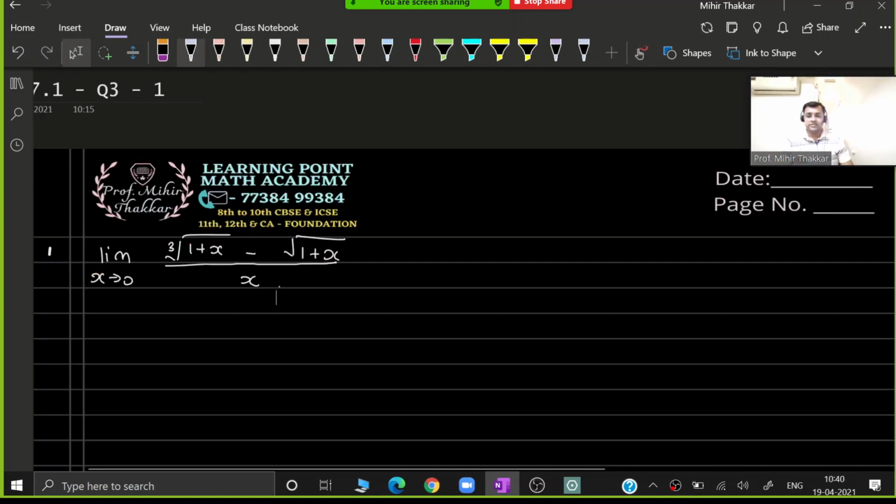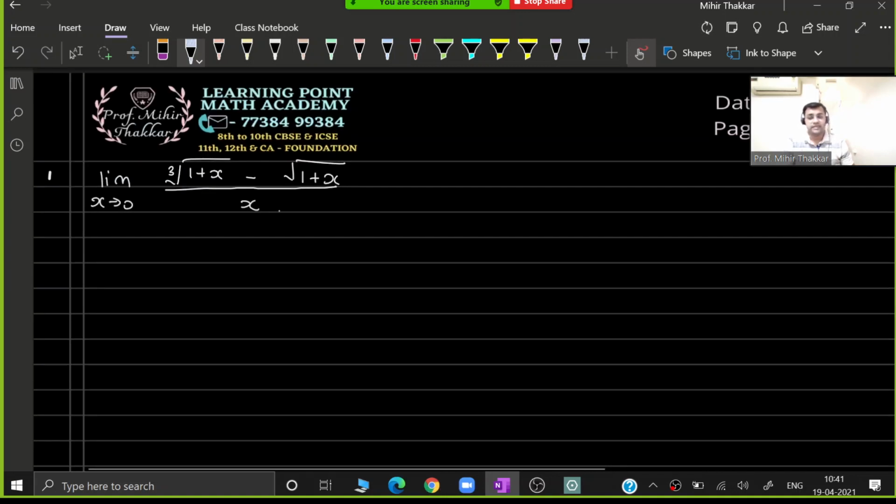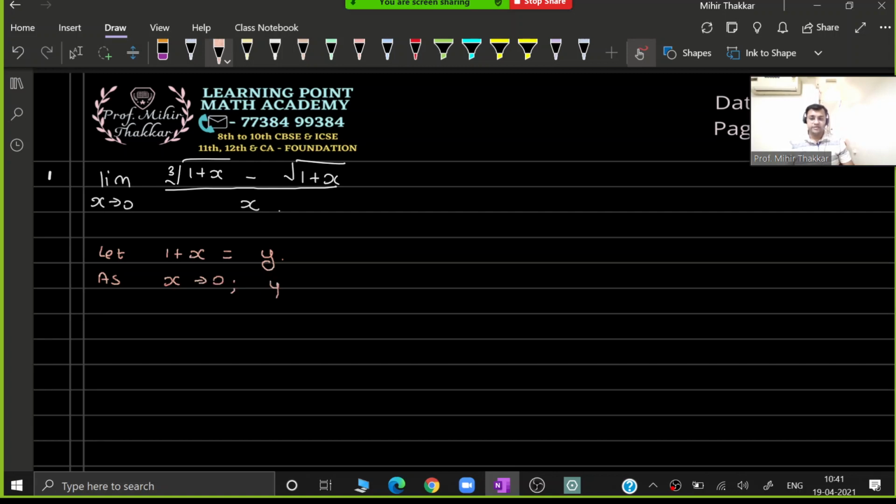So let us see the next question. It's quite similar. What we have to do over here is, again in the same manner as we did the change of limit, here also we have to apply the same method. We have to say let 1 plus x is equal to y. So I will get, as x tends to 0, y will be tending to 1 plus 0, and obviously you can say that y just tends to 1.